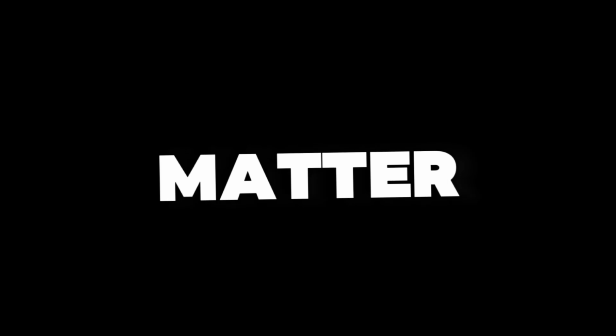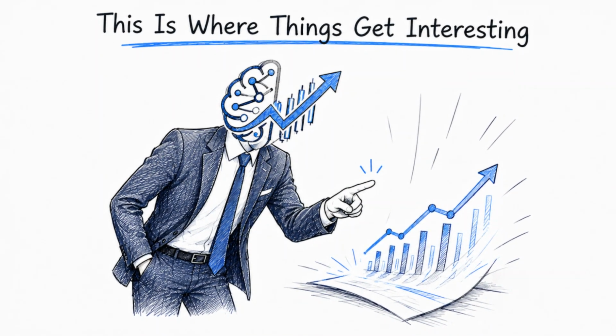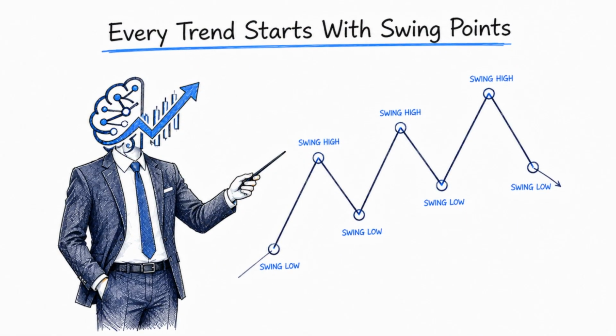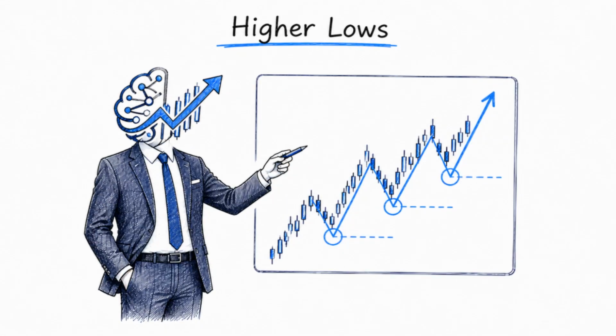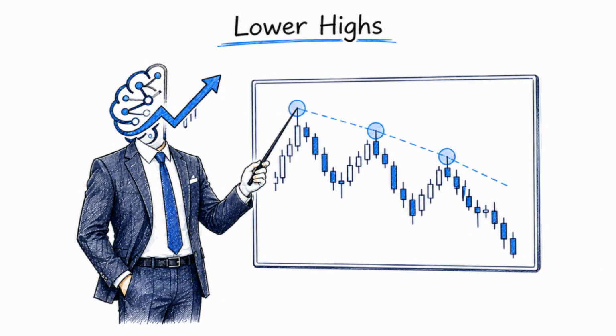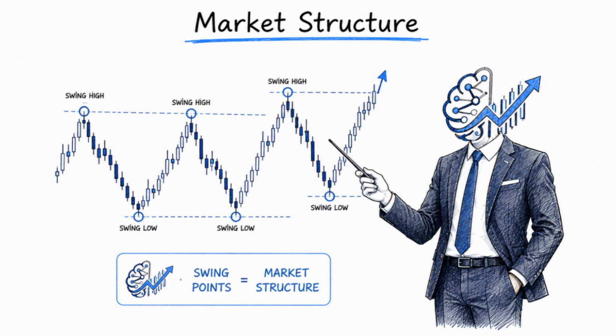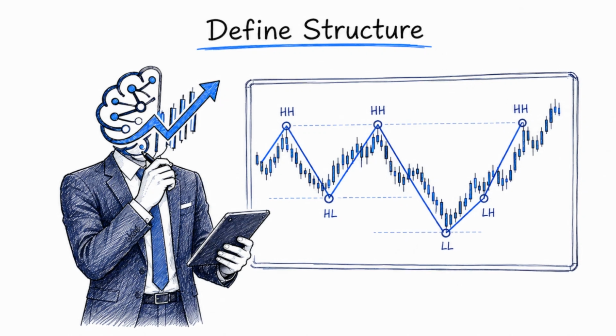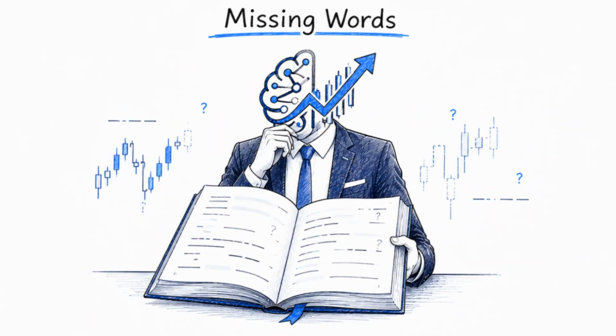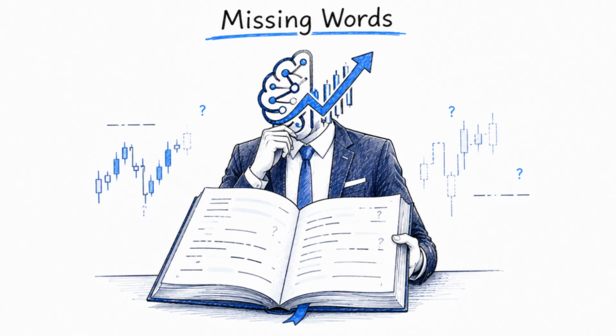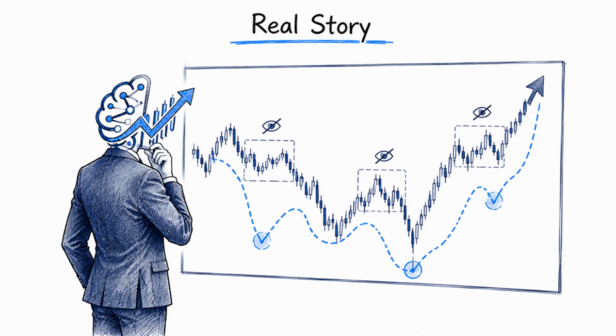Why swing points matter. This is where things get interesting. Every trend is built from swing points. An uptrend: higher highs, higher lows. A downtrend: lower highs, lower lows. Without swing points, you can't define market structure. And if you can't define structure, you're basically guessing. It's like trying to read a book with half the words missing. You might get lucky, but you're probably missing the real story.